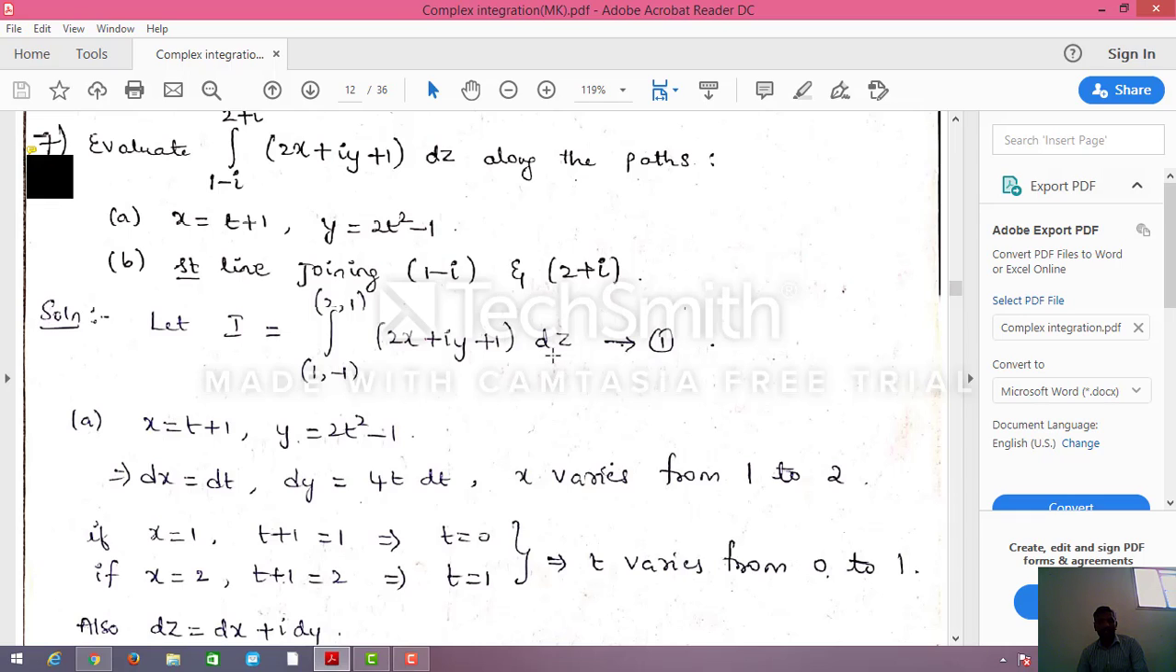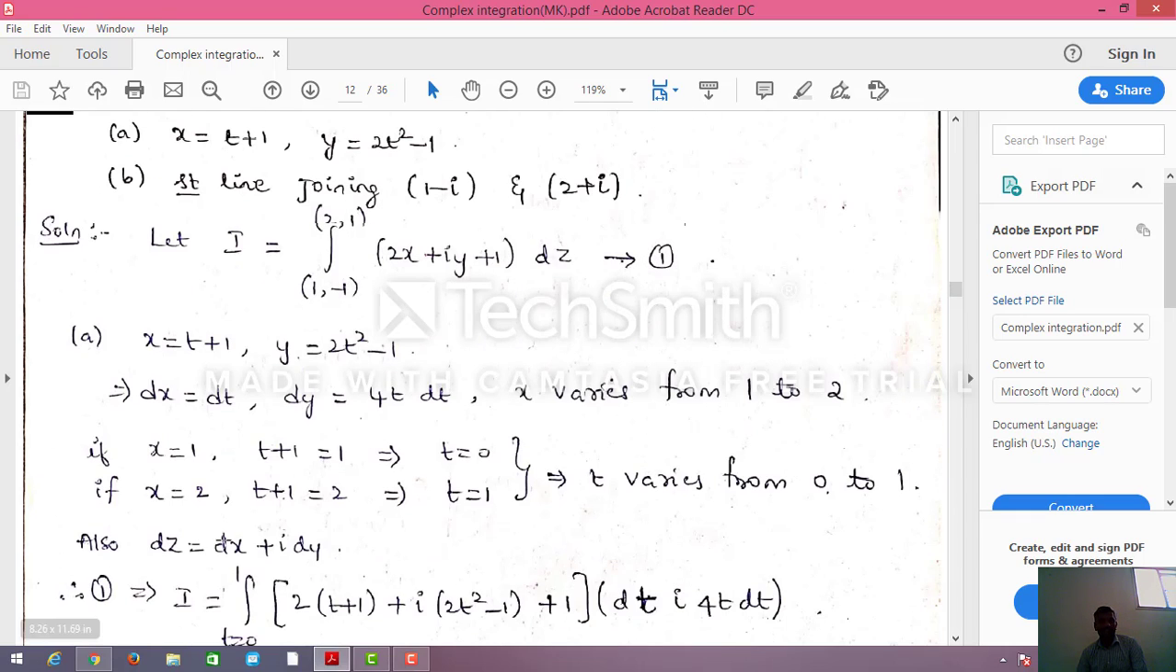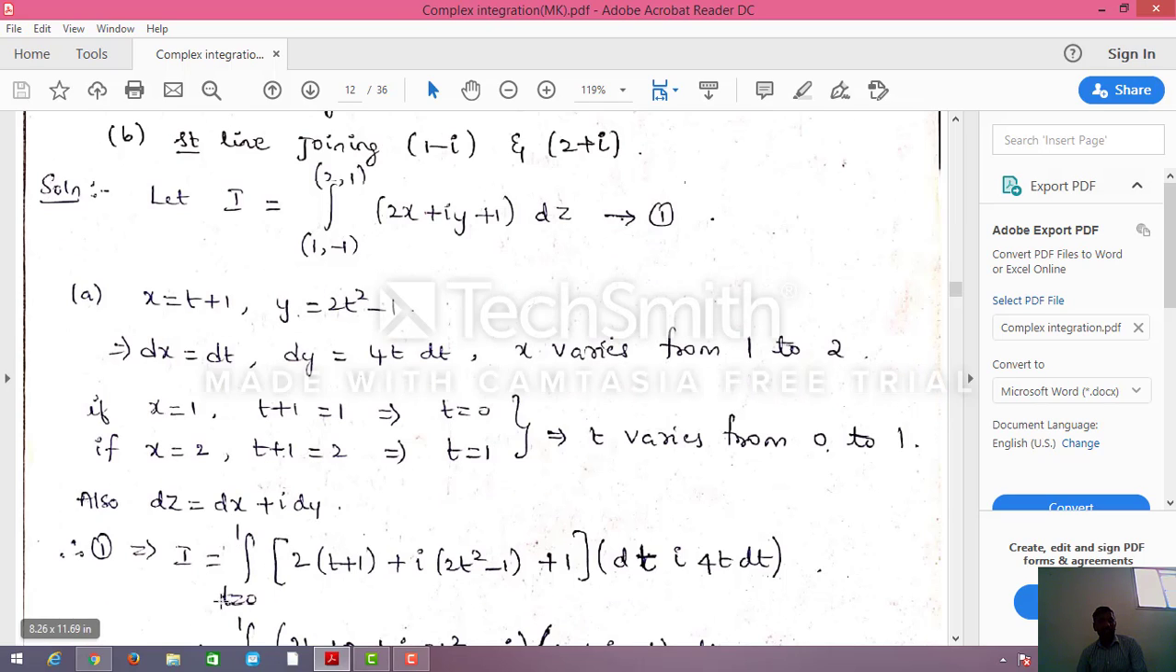Already we know that z is x plus iy, so dz is dx plus i dy. Now I am converting the x limits in terms of t, and at the same time the dx, dy, x values and y values in terms of t. So the limit should be t equal to 0 to 1. Here I am substituting 2 into x, which is t plus 1, and y, which is 2t square minus 1 plus 1. What is dz? It is nothing but dt plus i into 4t dt.